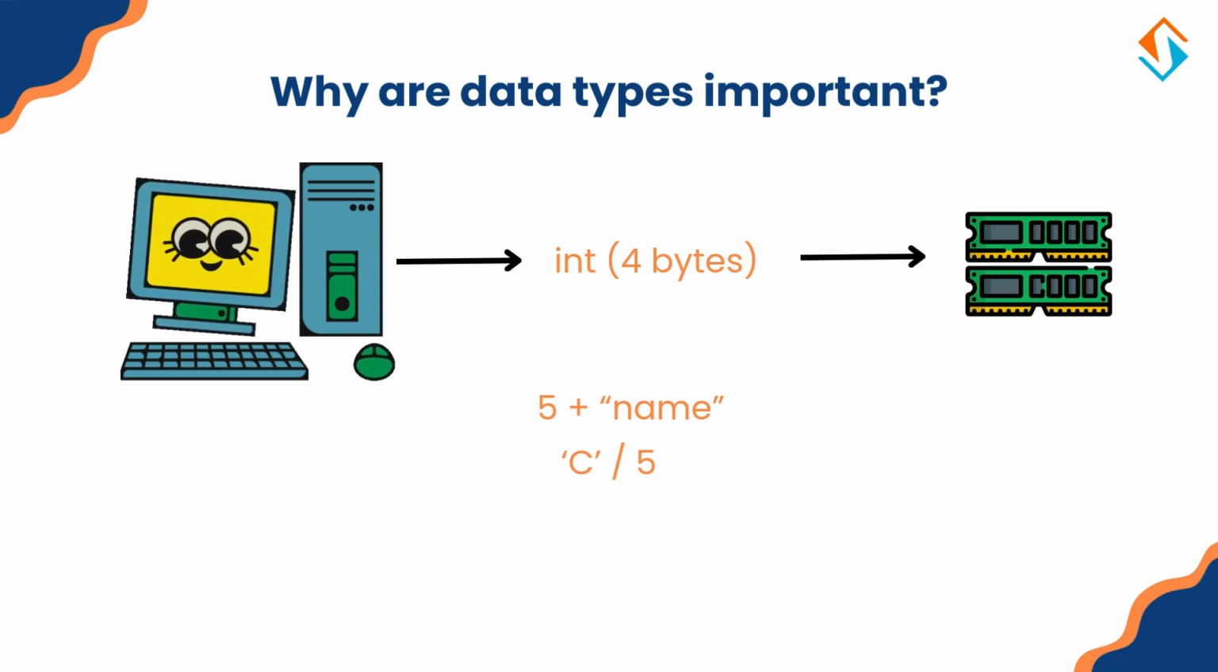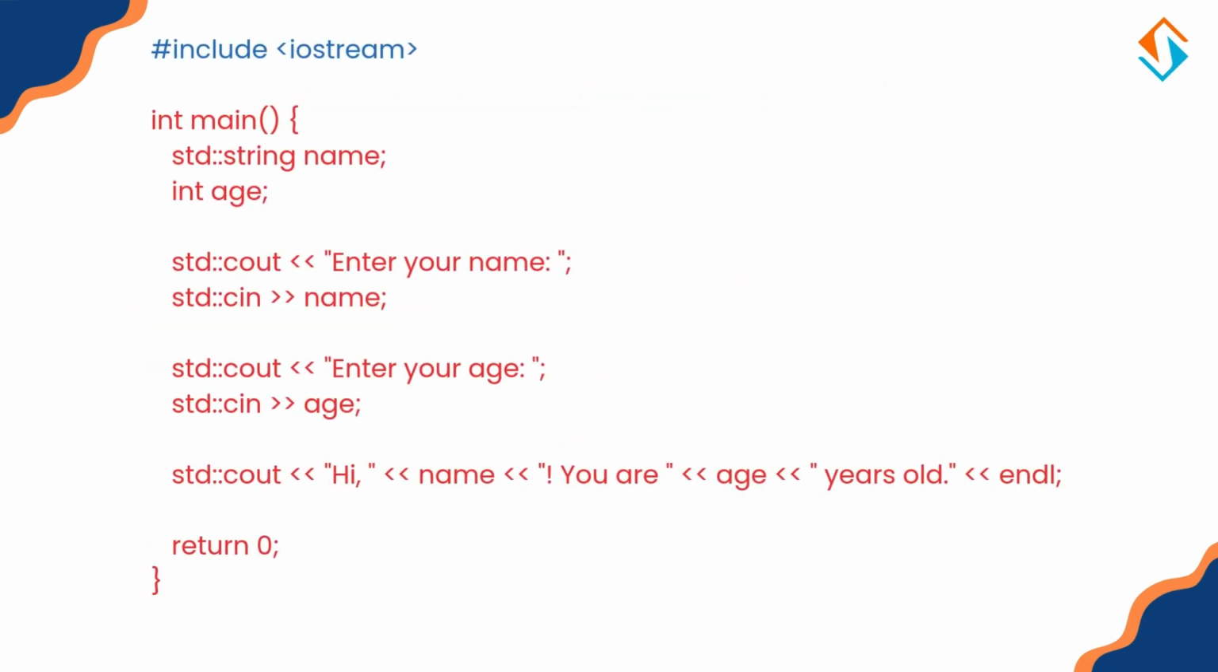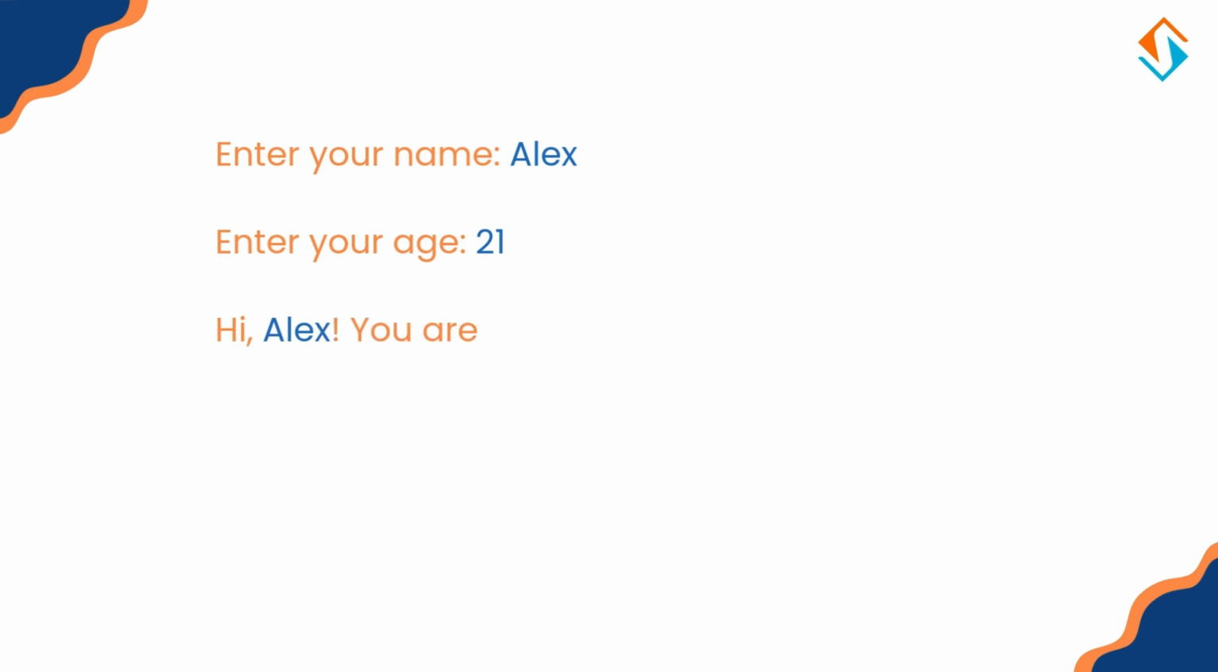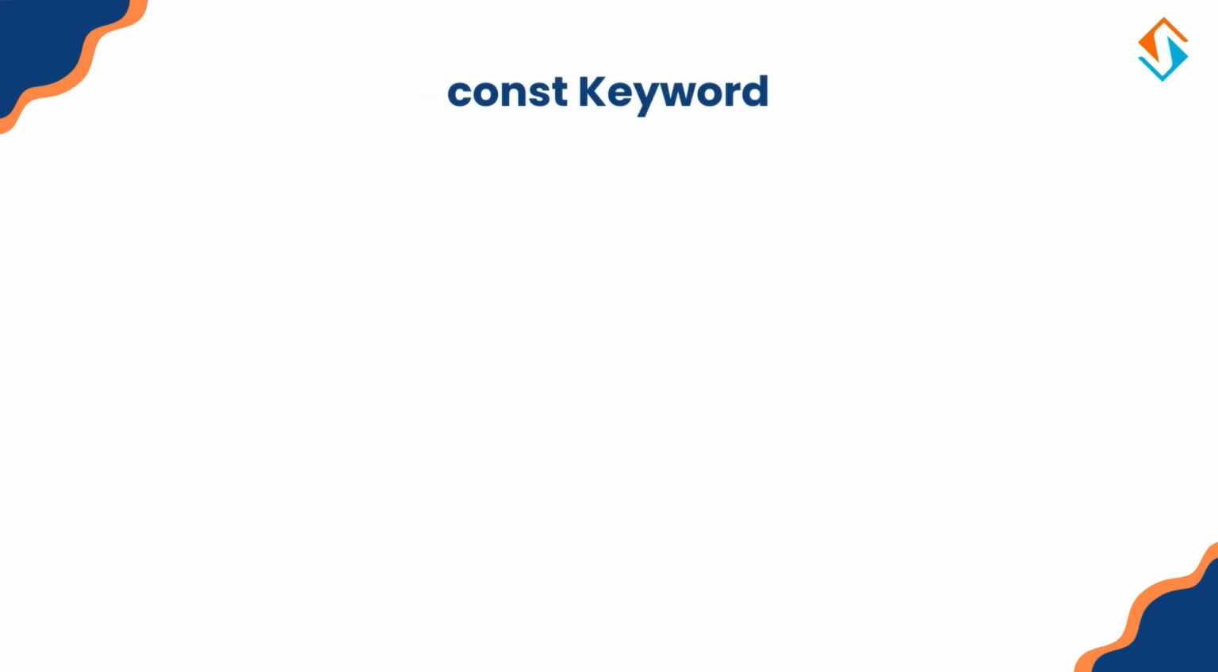Let's see how variables and data types work together in a small program. In this program, we declare a string variable name and an int variable age. Then we take input from the user using cin and store it in these variables. Finally, we combine them in a message using cout. When you run this, the program interacts with you like. Super interactive, right? Now let's talk about const.